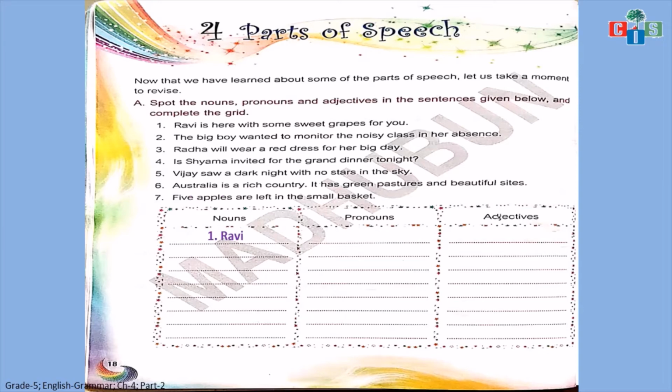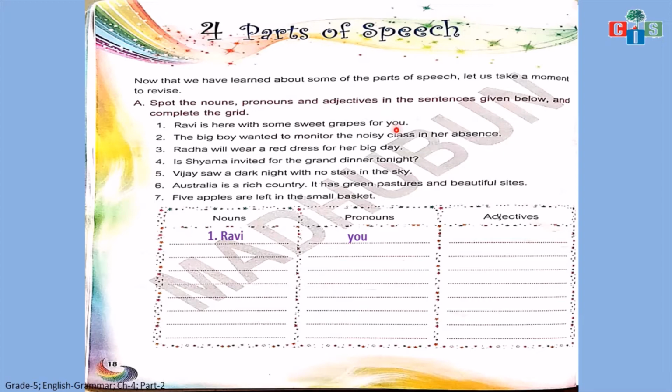Then next is pronouns. So we have to search in sentence 1 for what is the pronoun. Pronoun means the word which can be used in place of a noun. So Ravi is here with some sweet grapes for you. You is the name of some person, right? But here instead of any name, it's written you, okay. So the word which can be used in place of a noun can be called a pronoun. So you will be here as a pronoun, okay.